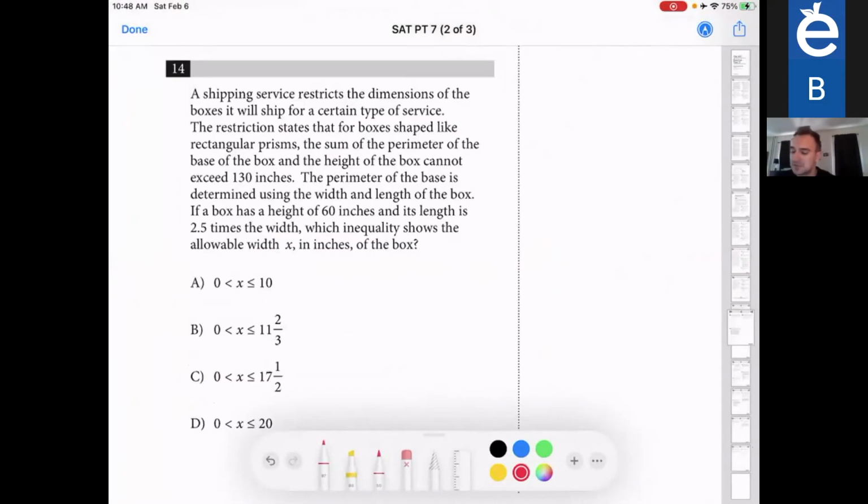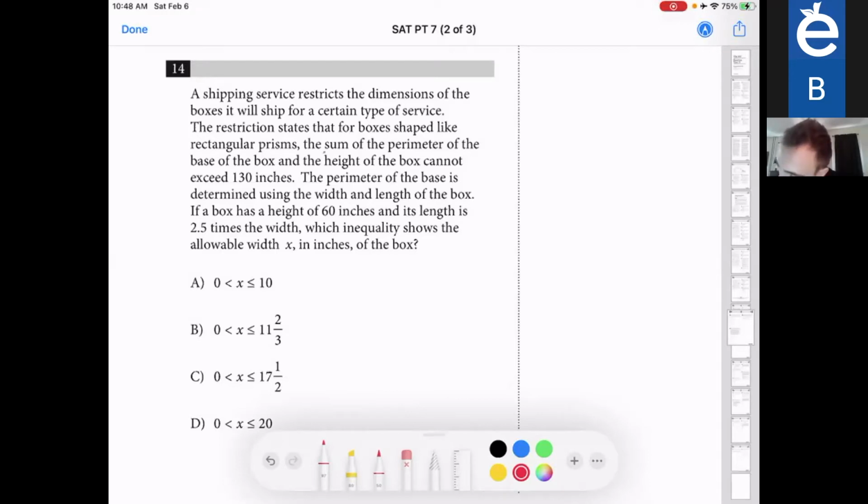Let's look here at 14. A shipping service restricts the dimensions of the boxes it will ship for a certain type of service. The restriction states that for boxes shaped like rectangular prisms, the sum of the perimeter of the base of the box and the height of the box cannot exceed 130 inches. So let's think about that.